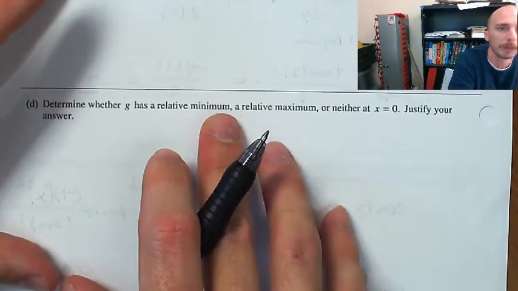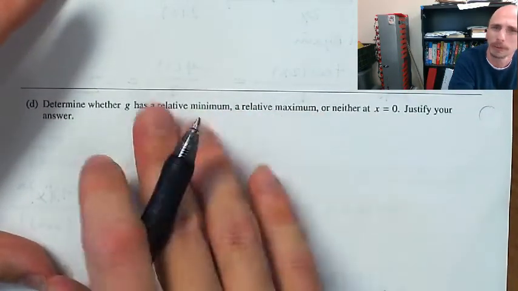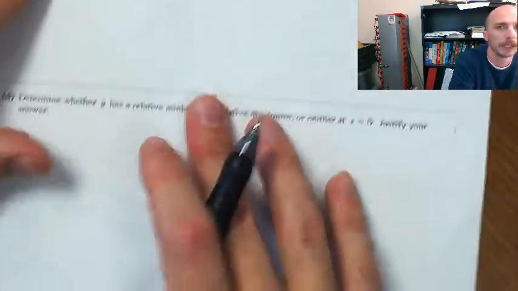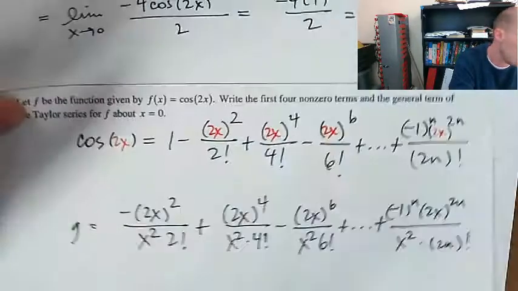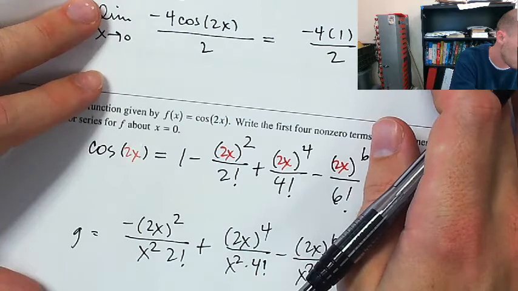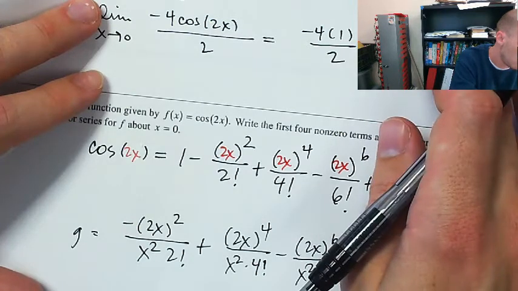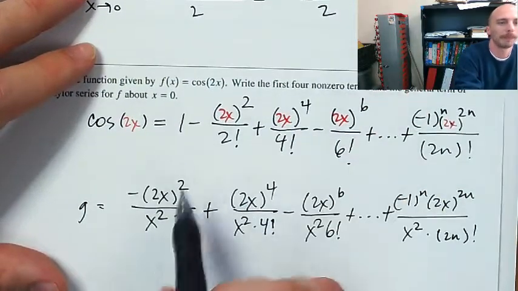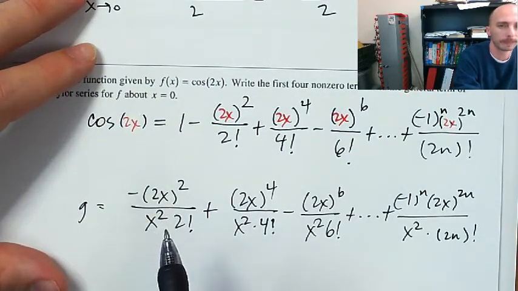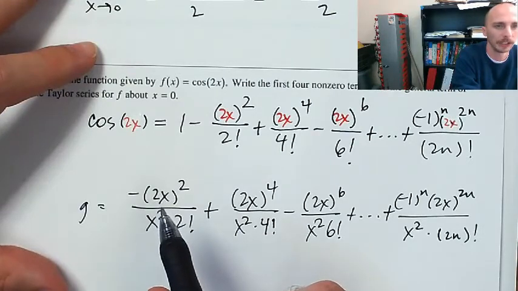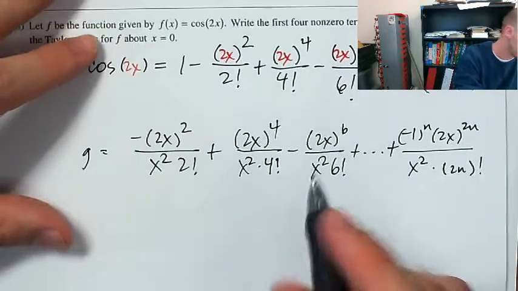Determine whether G has a relative minimum, a relative maximum, or neither at x equals 0, and I'm going to justify my answer. Okay, what's going to happen is, yeah, you don't want to take the second derivative of G by hand. I think this is a situation where you might benefit by actually going in and simplifying these terms.